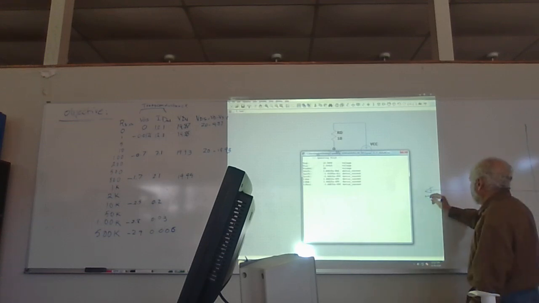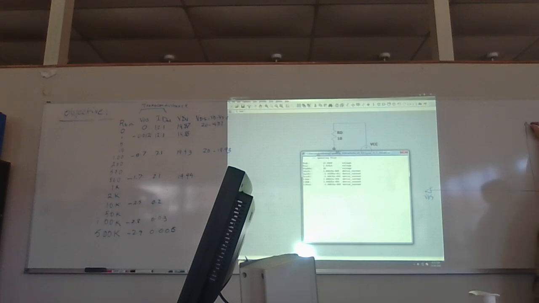So this would be VGS, negative, and ID. We know the highest one we had was what? 12? So 12 milliamp right here. So 6 milliamp right here. 3 milliamp right here. 1.5 milliamp here. 1 milliamp right here. And then everything else is a fraction of a milliamp.